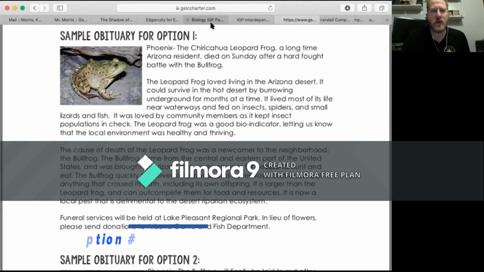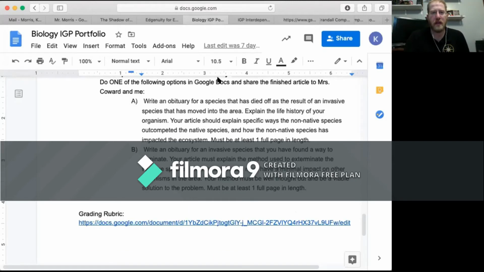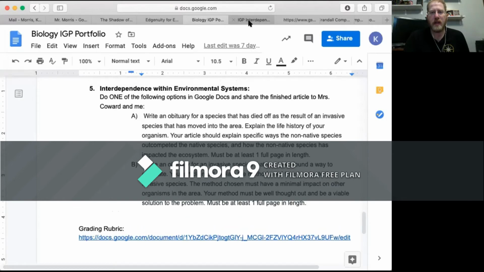Option number two. I'm glad you asked about option number two, because this is to write an obituary for an invasive species that you have found a way to eliminate. The article must explain the method used to exterminate the invasive species. The method chosen must have a minimal impact on other organisms in the area. Your method must be well thought out and be a viable solution to the problem. In other words, it must be a workable, actual solution to the problem. Once again, it must be at least one full page in length. And once again, for an example, take a look here.